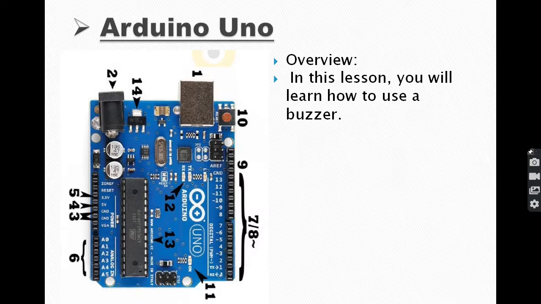This is the Arduino board. As you can see on the one, you can connect your USB cable to burn the program, and on the two, from here you will connect your adapter. This is the IC in which your program will be burned. These are the number of pins. Here is the analog pin. Here are pins 1 to 13. In this lesson you will learn how to use a buzzer.